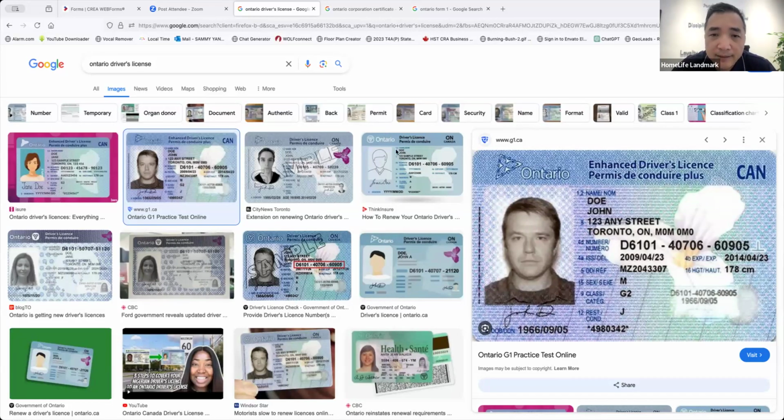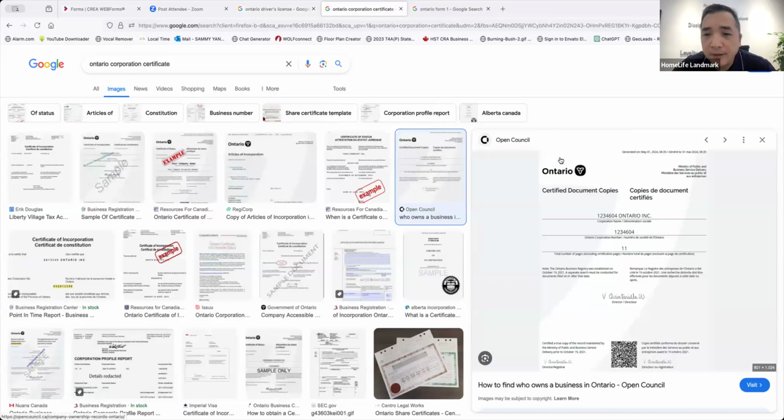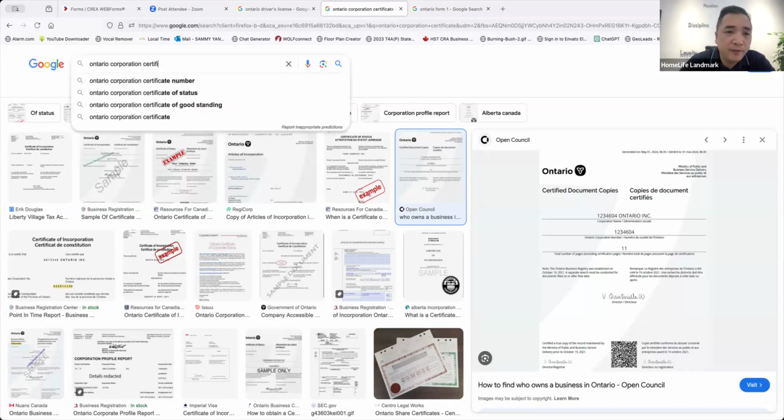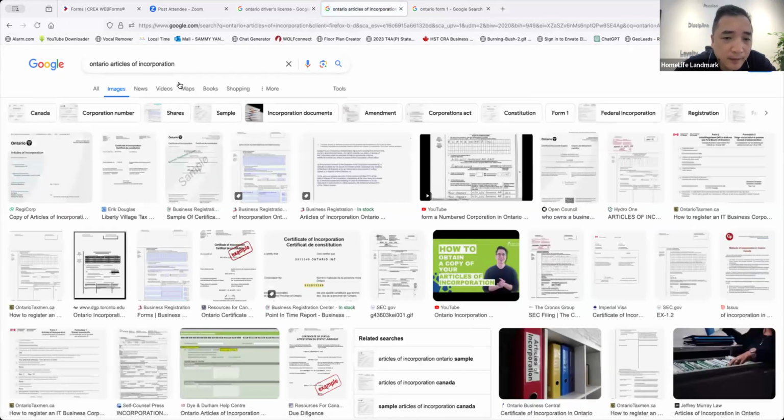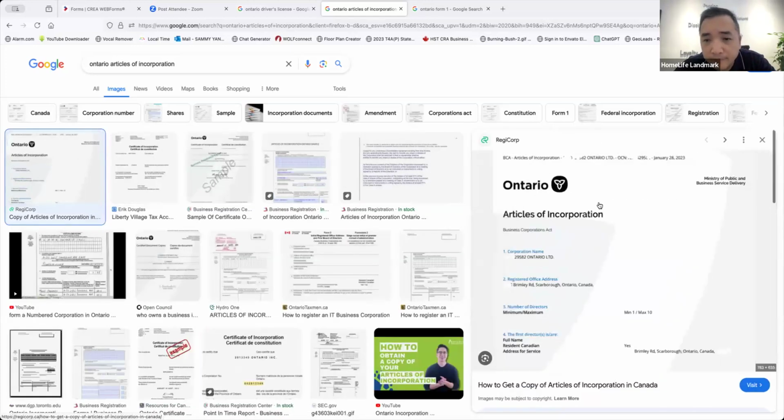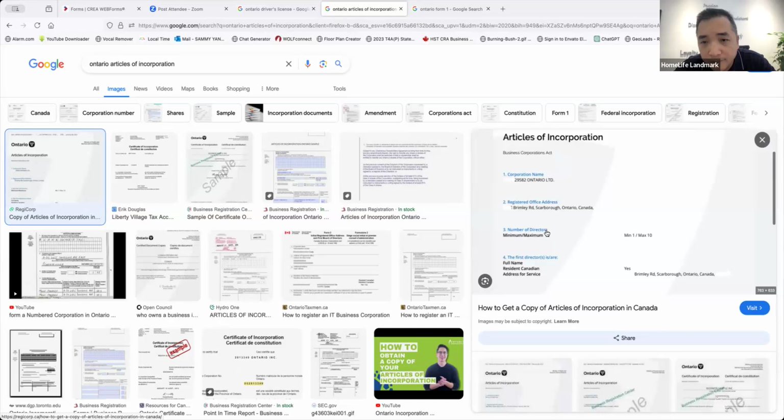So do we need to take a picture? Yes, we need. Can you please show us the article of the corporation sample? Yes, you can. Here, article of the corporation. You can just Google, they will give you some samples, because I don't have real data. Yeah, you see there's a lot of samples.